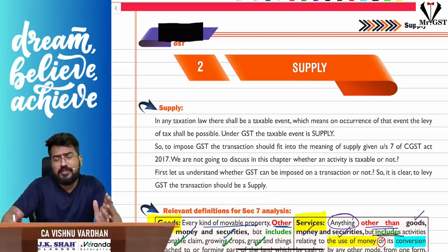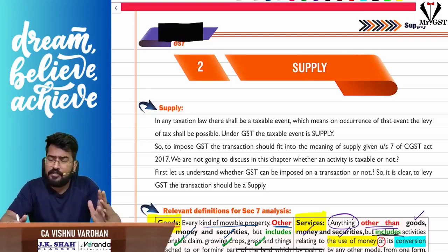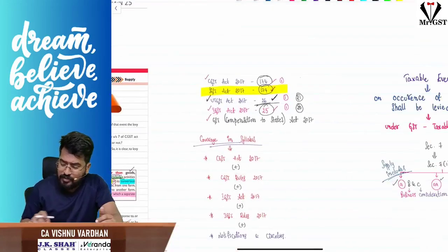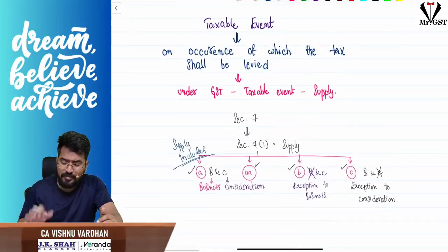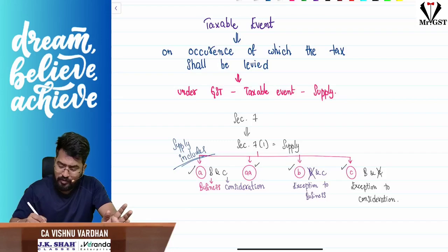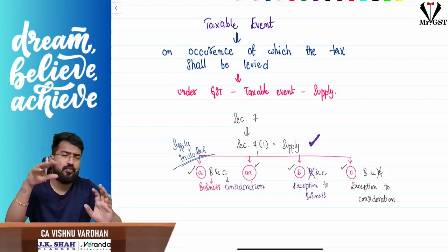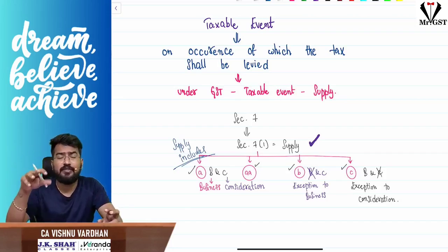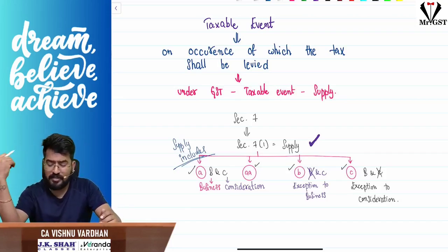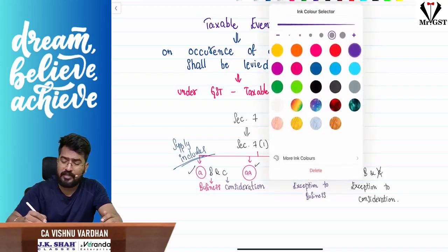In this video, we are going to quickly revise the topic called supply. As you all know, section 7 of the CGST Act deals with supply. Supply has been defined in section 7 subsection 1, in clauses A, AA, B and C. Whatever the transaction happening, if it falls within clause A, AA, B or C, then only we can call it supply.